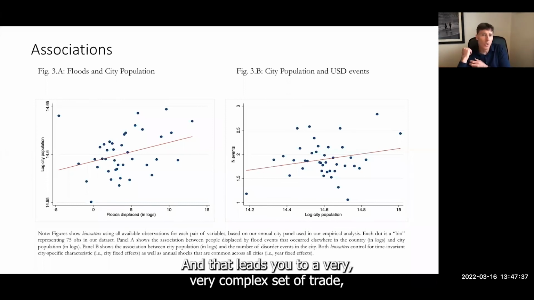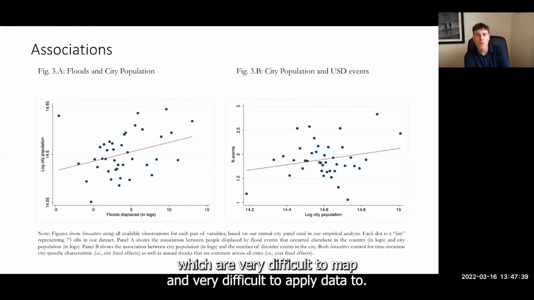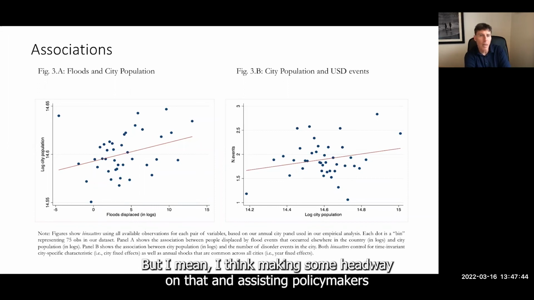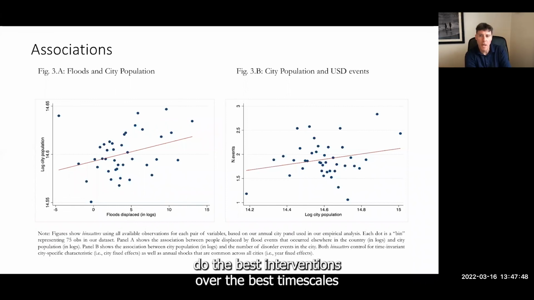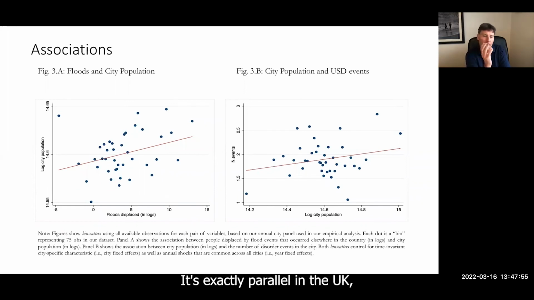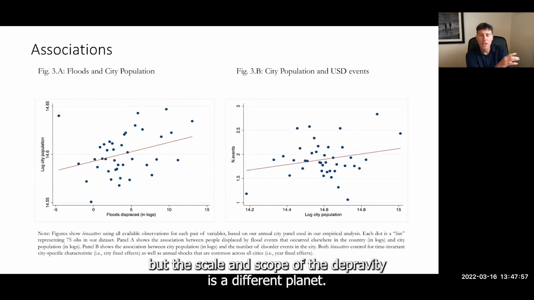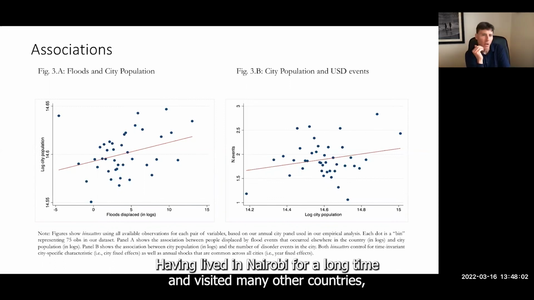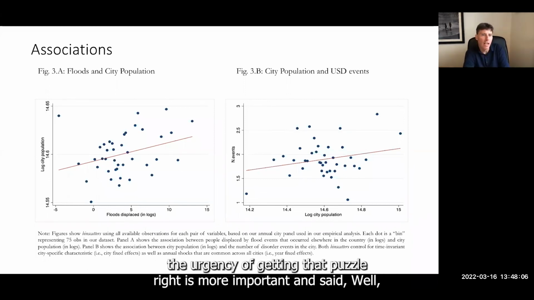And that leads you to a very, very complex set of trade-offs, which are very difficult to map and very difficult to apply data to. But I think making some headway on that and assisting policymakers to do the best interventions over the best timescales to alleviate systemic problems in cities in these countries is critical. It's exactly parallel in the UK, but the scale and scope of the depravity is a different planet, having lived in Nairobi for a long time and visited many other countries. So in some ways, the urgency of getting that puzzle right is more important in the third world.